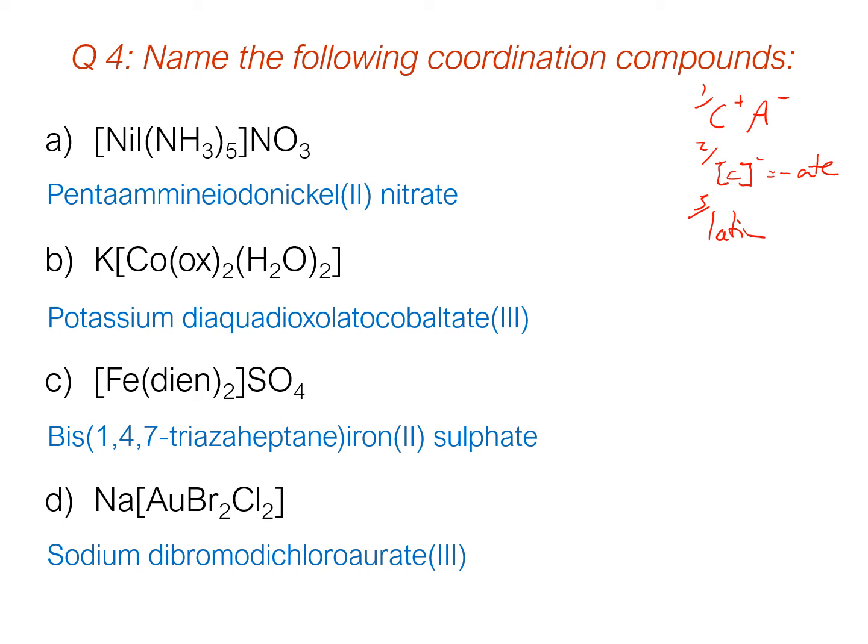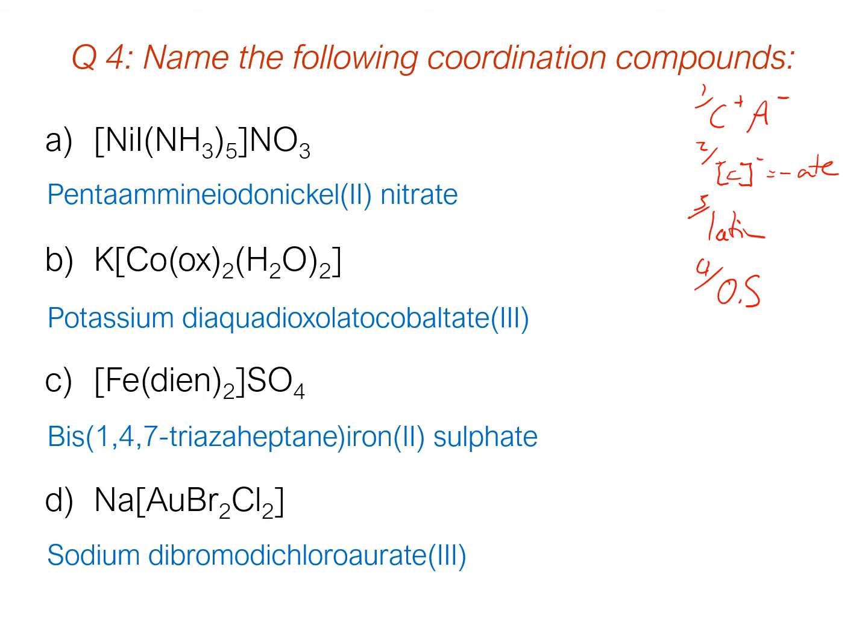The final rule with respect to the metals is the oxidation state. So that comes directly after the metal in brackets as a Roman numeral. So II if it's 2+, III if it's 3+. You can also get up to 5, in which case V is in the brackets.